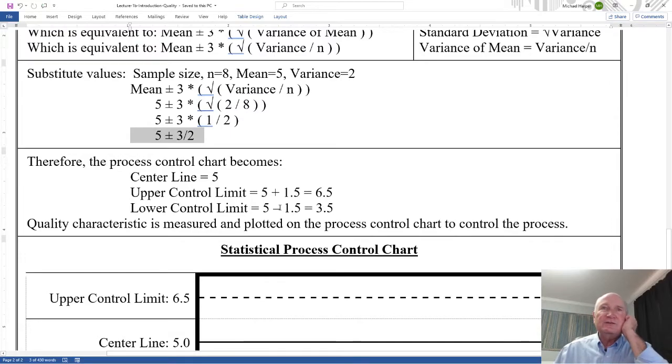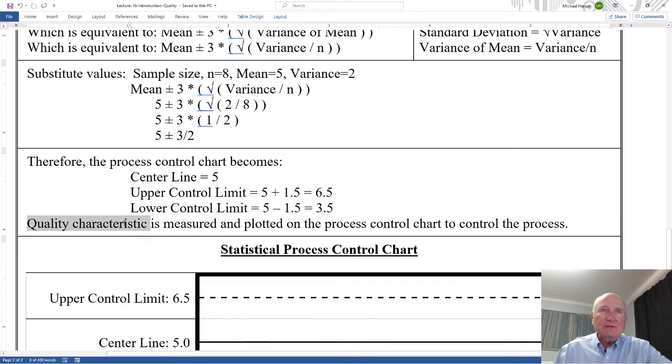Therefore, the process control chart becomes: the center line is 5. The upper control limit is 5 plus the 1.5, which is 6.5. The lower control limit is 5 minus 1.5, which is 3.5.